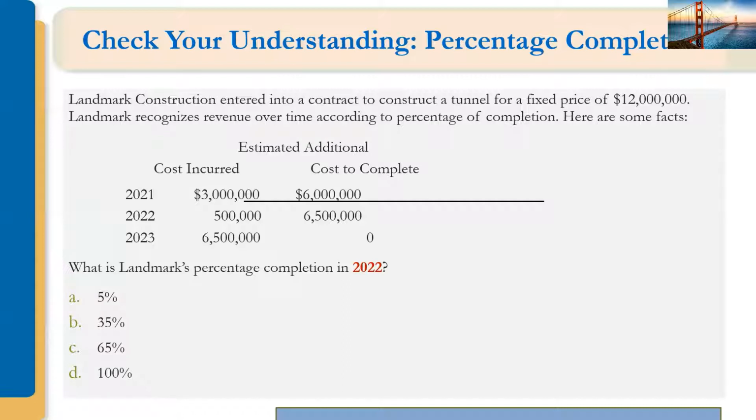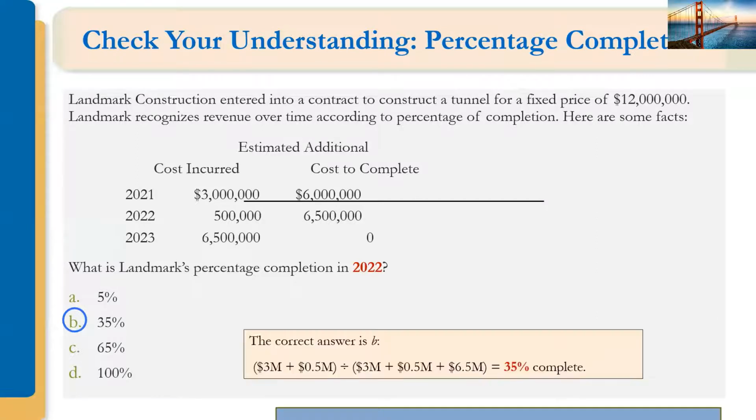And the answer is B, 35%. That's the $3 million plus the $500,000 divided by the $3 million plus the $500,000 plus the $6.5 million equals 35%.